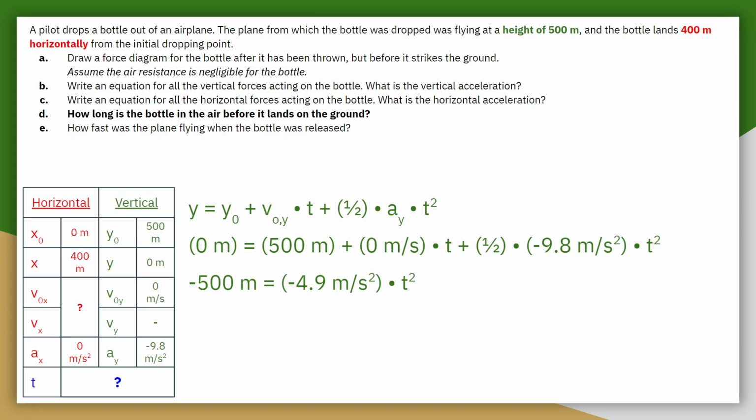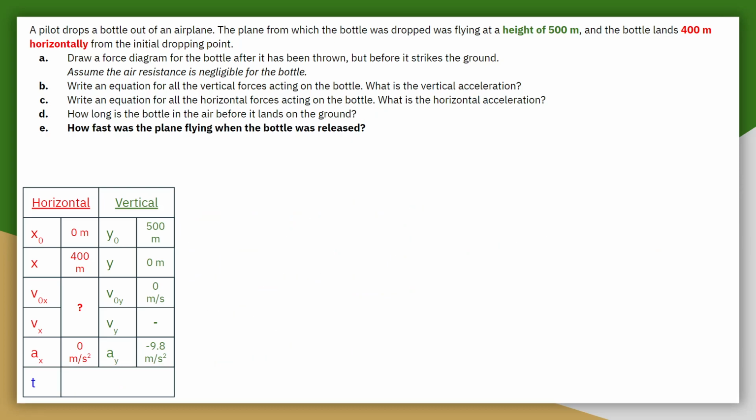So to get t squared by itself, I divide both sides by negative 4.9, which would give me positive 102 seconds squared is equal to time squared. To figure out the actual time, I just take the square root of both sides. So the amount of time the bottle is in the air for before it strikes the ground is 10.1 seconds.